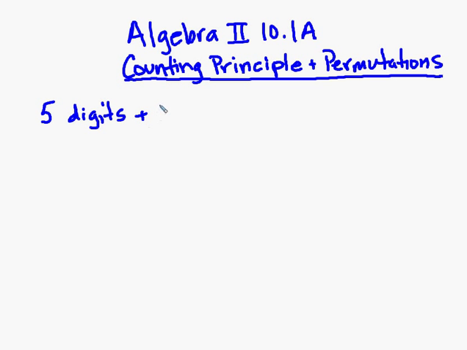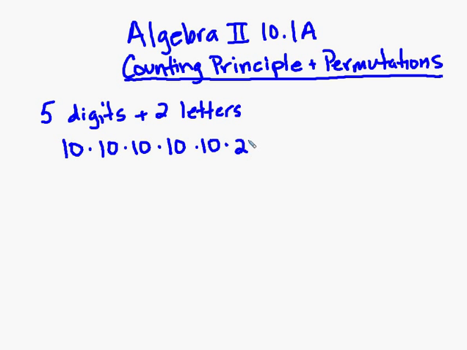and 2 letters, and I want to find the number of possible combinations of 5 digits and 2 letters, both with and without repetition. If I can repeat the digits and letters, then I have 10 digits that I can choose from the first selection, 10 from the second, 10 from the third, 10 from the fourth, and 10 from the fifth. That's all multiplied by 26 letters from the first and 26 letters from the second.